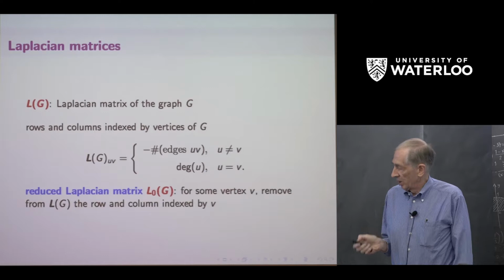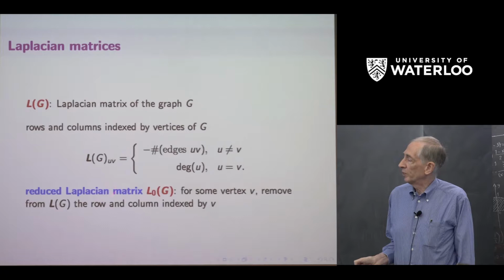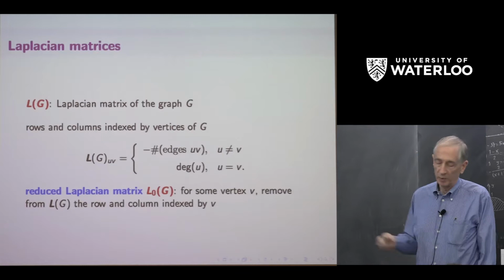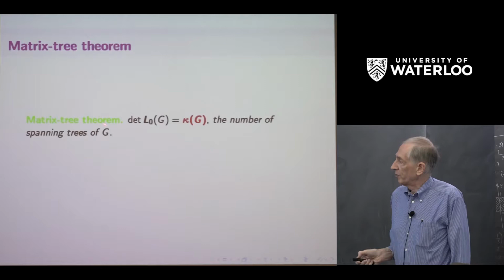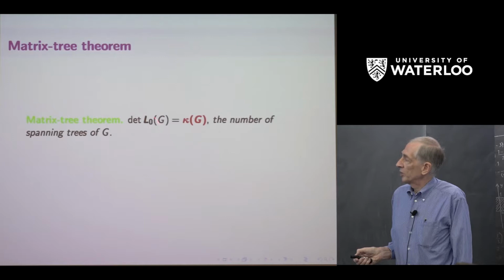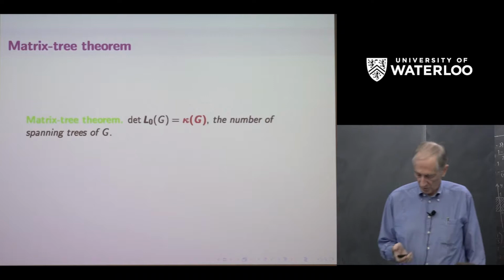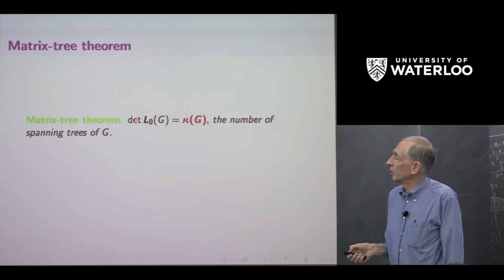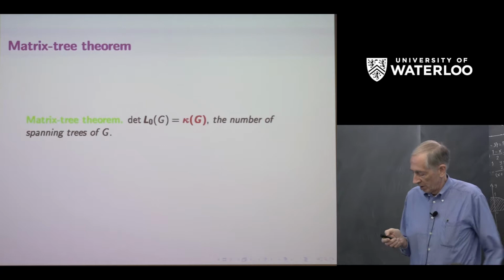And if for any vertex v, we remove from the Laplacian matrix the row and column indexed by v, we'll get the reduced Laplacian matrix, L0G. Well, it depends on this vertex v. But the famous matrix tree theorem says that the determinant of the reduced Laplacian matrix is kappa G, the number of spanning trees of G. Sure, familiar to many people here. So that means that the Smith normal form of this reduced Laplacian matrix is going to give some kind of factorization of kappa G. And it could be an interesting graph theory question to understand what this factorization is.